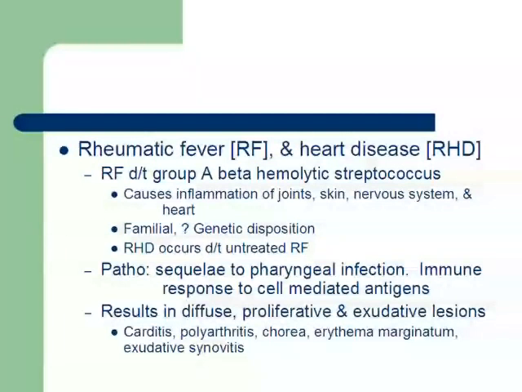Carditis is an inflammation of the heart, so you'll have a murmur and chest pain. Polyarthritis is a transient inflammation of your large joints, so that will also have pain. Chorea is sudden, aimless, irregular, involuntary movements. Erythema marginatum means you have a red rash on the trunk. Exudative synovitis means that you have heat, redness, swelling, severe pain, and tenderness in your joints.